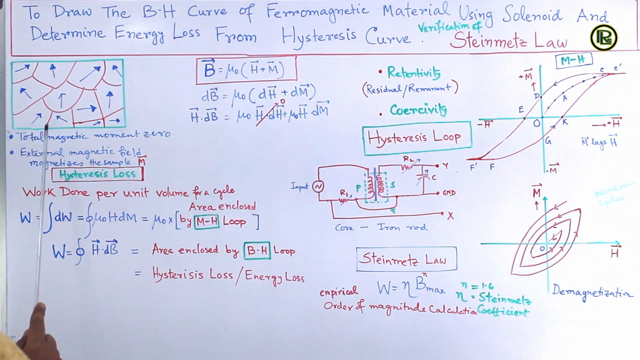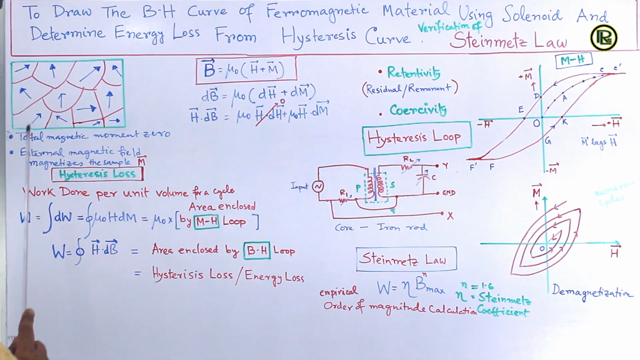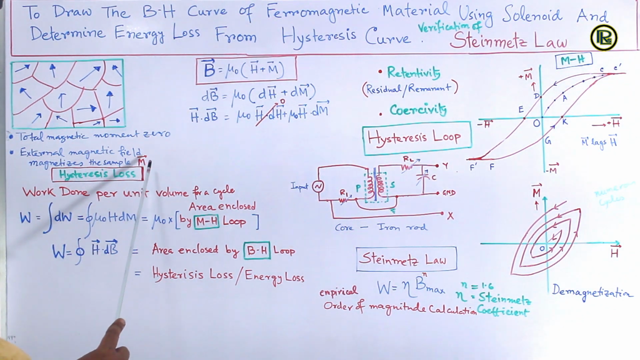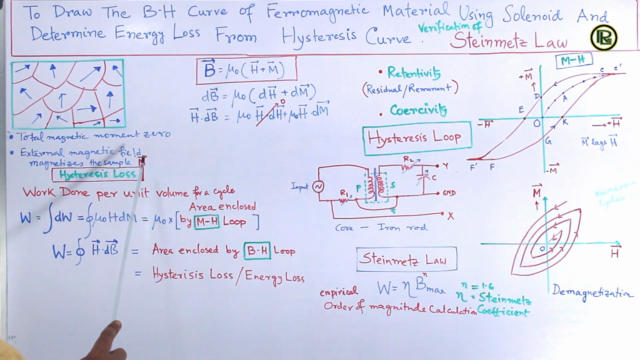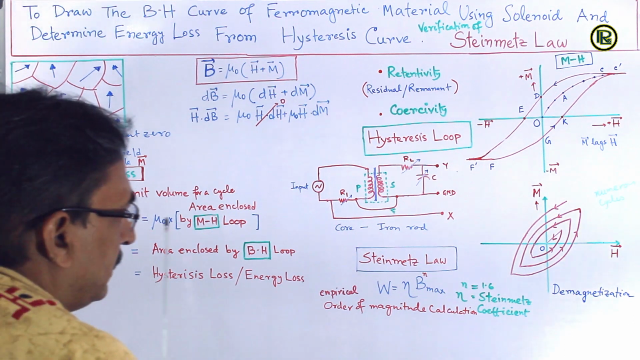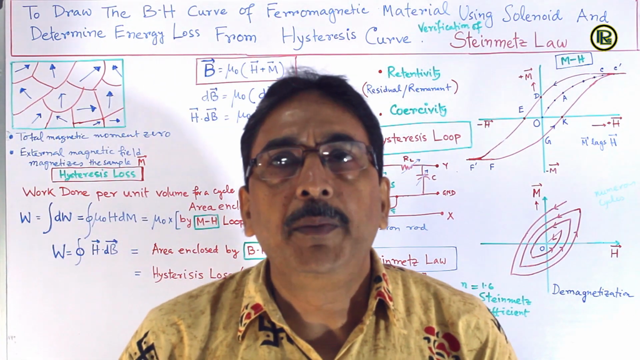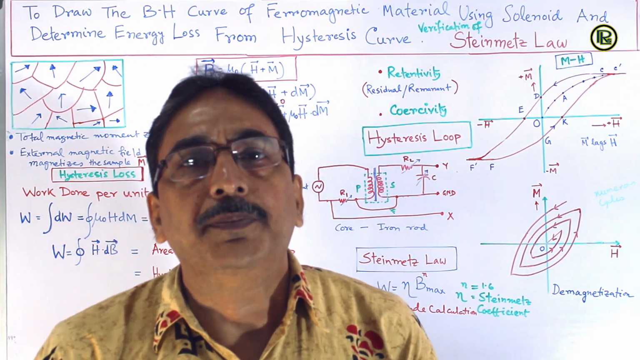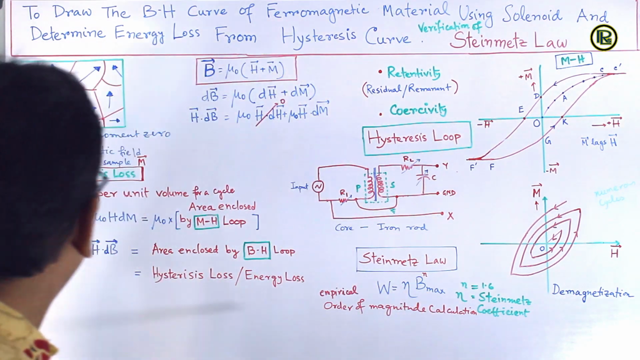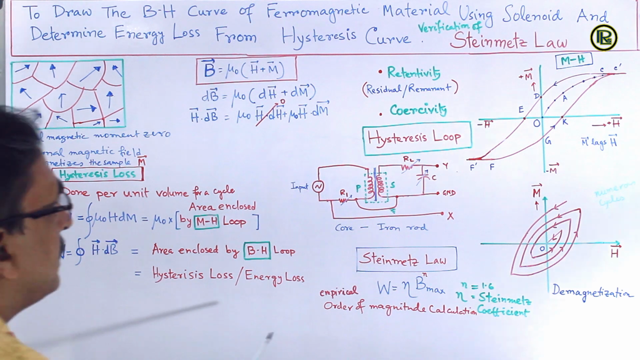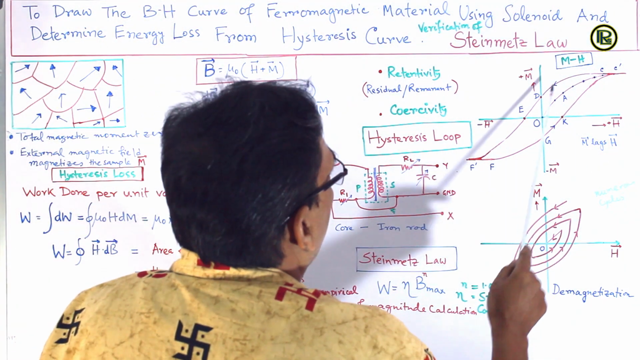the sample gets magnetized and we get the net magnetization, and that magnetization is represented by the vector capital M like this. This is the magnetization vector, and the definition of magnetization M is the magnetic dipole moment per unit volume. And this is the hysteresis loop.